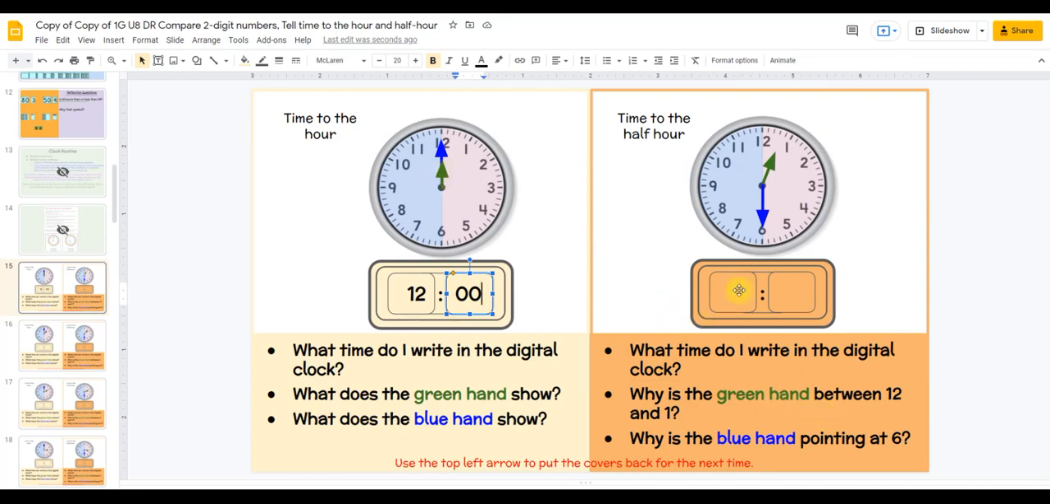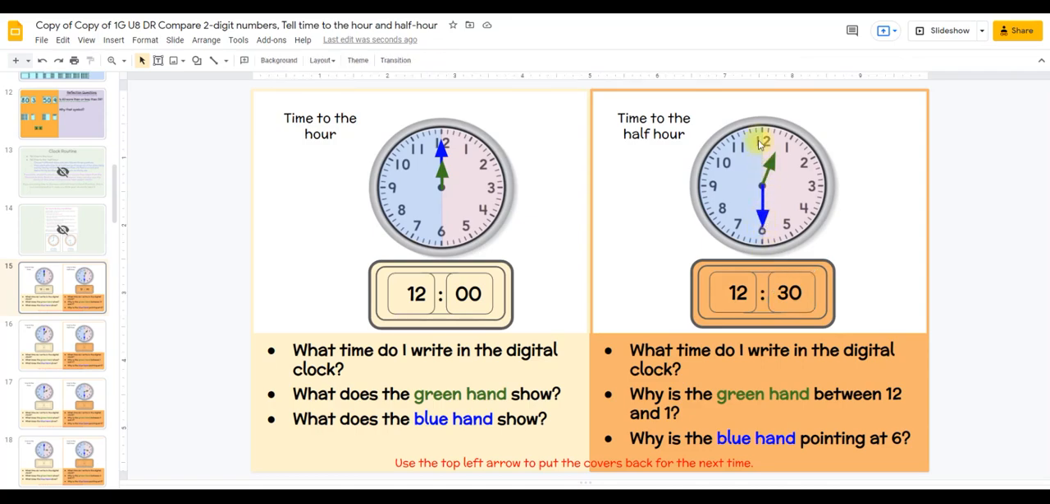Then boys and girls, what time do I write in the digital clock? Class, 12:30. Boys and girls, why is the green hand between 12 and 1? And the class should say it's between 12 and 1 because we're halfway around the clock. So we're halfway between hours. Why is the blue hand pointing at 6? Because we're halfway around the clock in minutes. We're 30 minutes, which is halfway around the clock. Now, that might sound verbose to you. You can shorten it up however you want, but we want them to repeat those things every day.